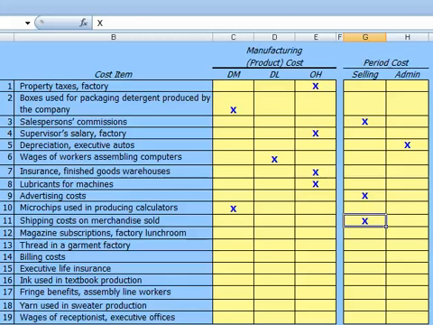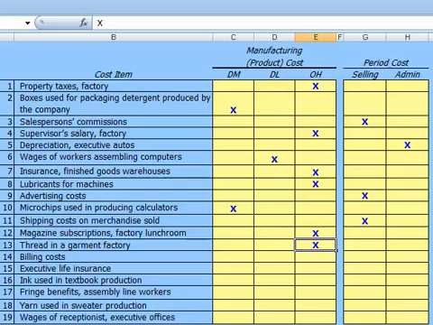Magazine subscriptions for the factory lunchroom. Students often hesitate on this one, but it too would be a product cost. Think, if we weren't manufacturing a product, we would not have a factory. If we didn't have a factory, we wouldn't have a factory lunchroom, and we certainly wouldn't have magazine subscriptions for the factory. So this is a manufacturing or product cost.